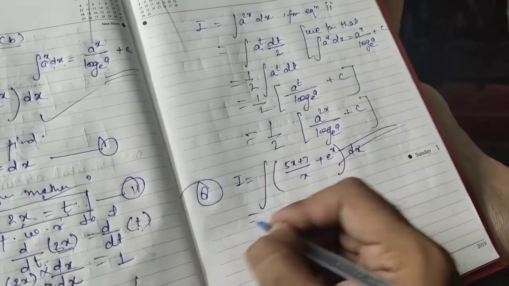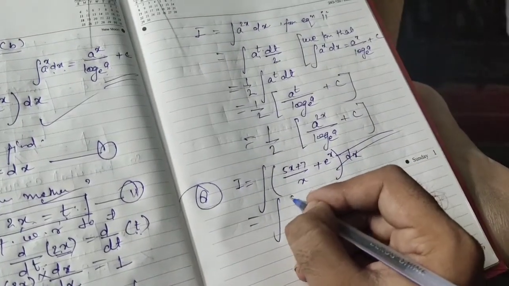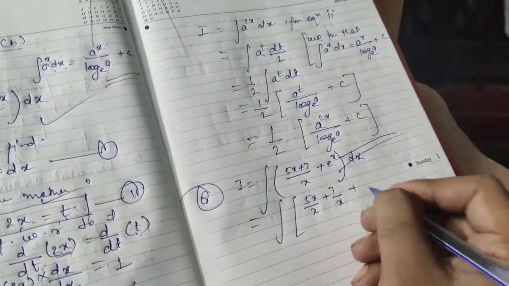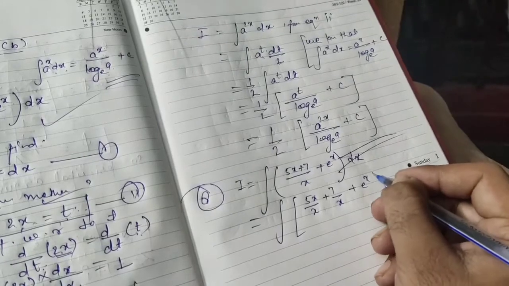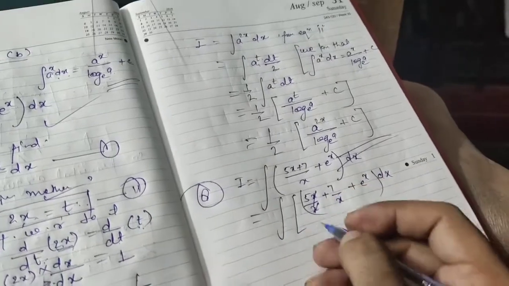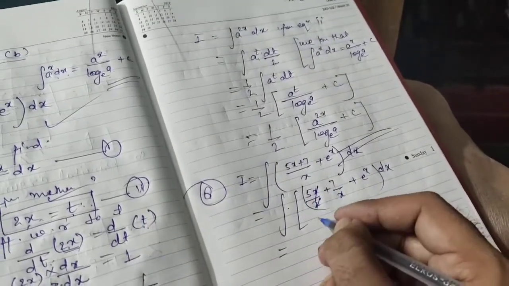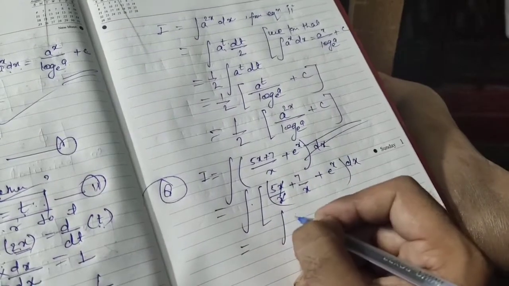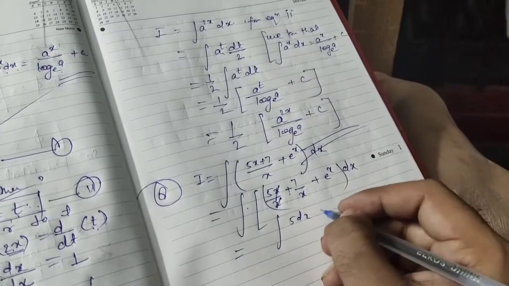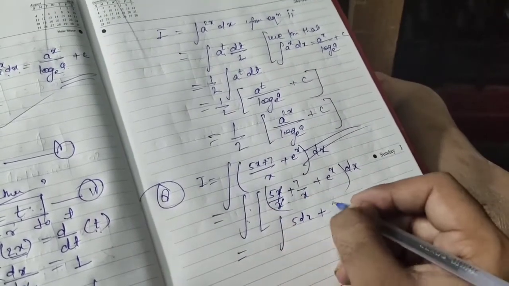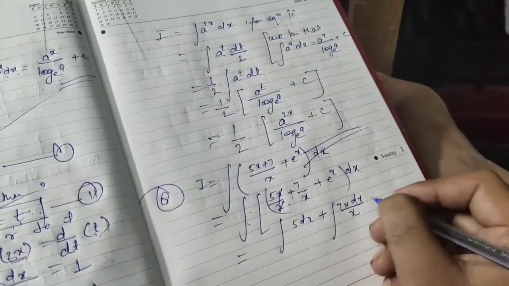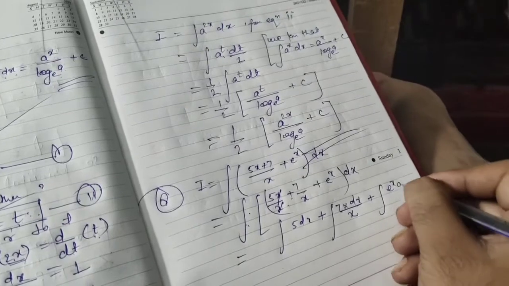Clear? Students, can we write it in this way: 5x upon x plus 7 upon x plus e to the power x dx? Any problem? Of course there is no issue. So x will be cancelled out, and now students, we can write it in this way: the integral of 5 into dx. I am multiplying dx with the inner part of the bracket, plus the integral of 7 into dx upon x plus the integral of e to the power x dx.